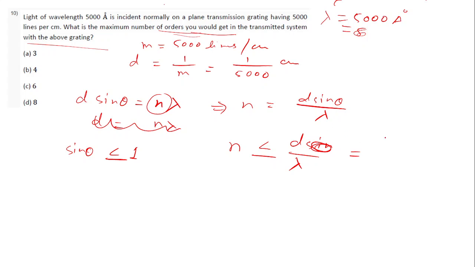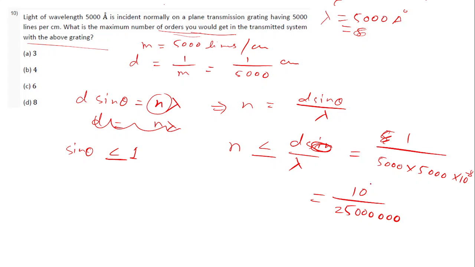And what is d over lambda? d is 1 over 5000, lambda is 5000 angstrom, 10 to the power minus 8. That means 1 over 25 followed by zeros, times 10 to the power 8. So that means 100 divided by 25, that means 4. So the maximum order n we can get with this grating and this wavelength is 4. 4 is the correct answer.